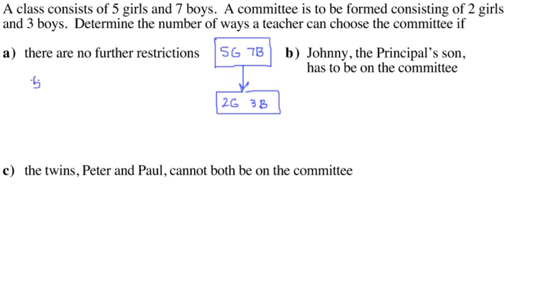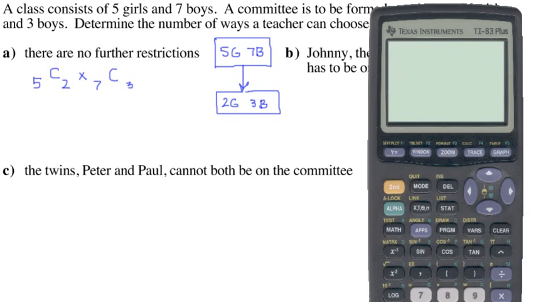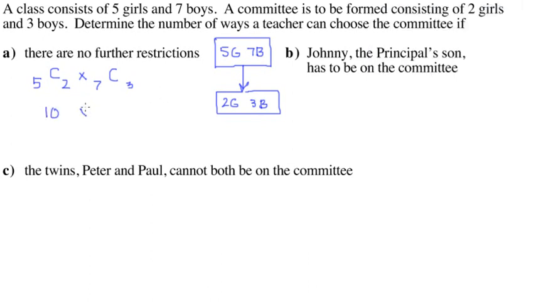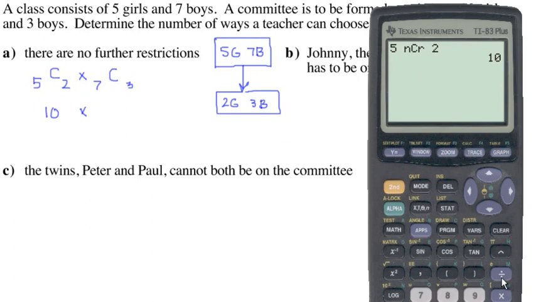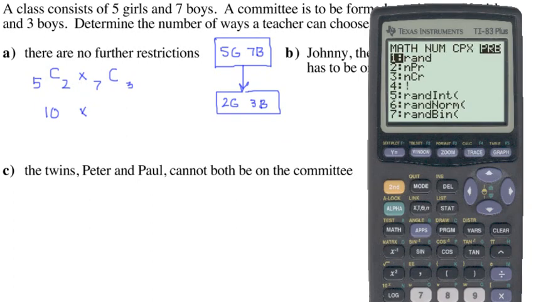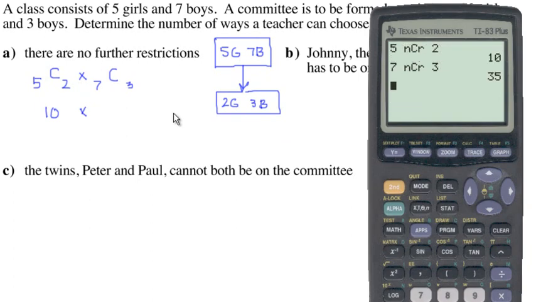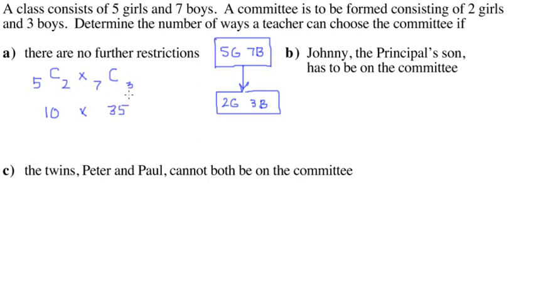Well, there are 5 girls, we have to grab 2 of those. And there are 7 boys, we have to grab 3 of those. How many ways can we do that? 5C2, there are 10 ways to pick the girls. And 7C3, there are 35 ways to pick the boys. So there are 350 committees from what they've said so far.